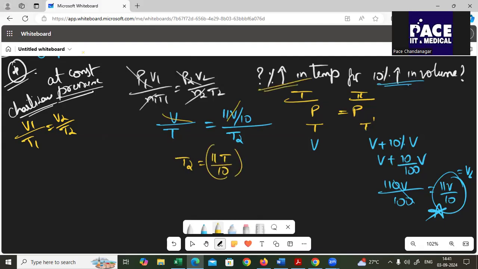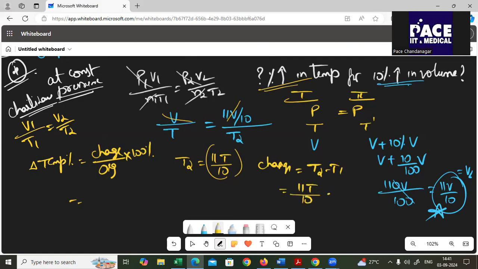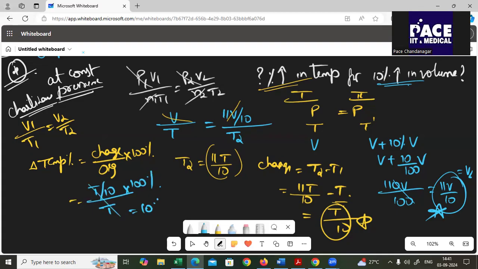Now, how much is the change in the temperature? So, percent change in temperature is change by original multiplied by 100%. What is the change here? Change is T2 minus T1. T2 is 11T by 10 minus T1 is T itself. So here LCM again. This is 11T minus 10T, 1T, T by 10 it is. So now change is T by 10 by the original T times 100%. So as you cut down these things, 10% is the temperature increase noticed. That would be the answer here.